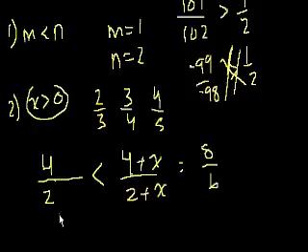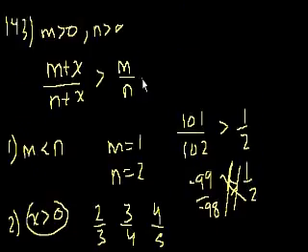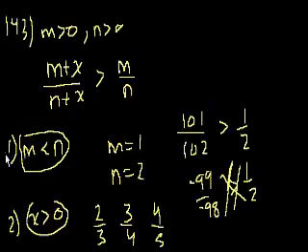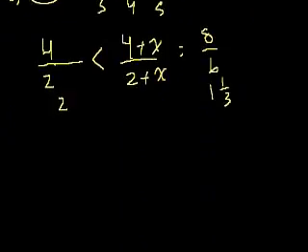This number right here is 2. This number right here is what? 1 1/3. So it's not true. If x is equal to 0, this statement still doesn't work if n is greater than m. So in order for this statement to be true, or in order to answer this question, you actually need both pieces of information. So both statements together are sufficient to answer this question. Next problem.